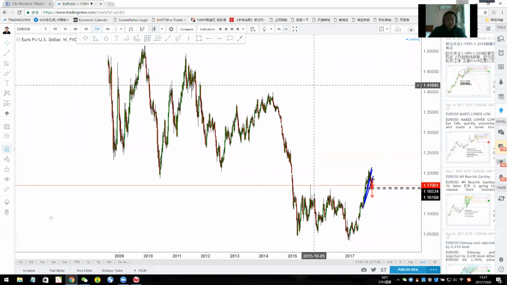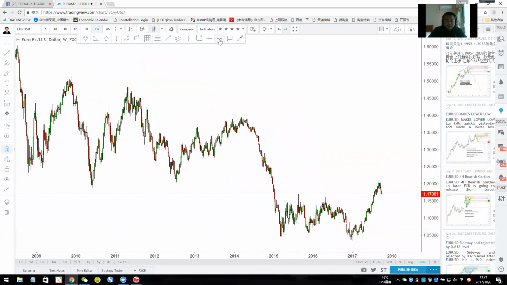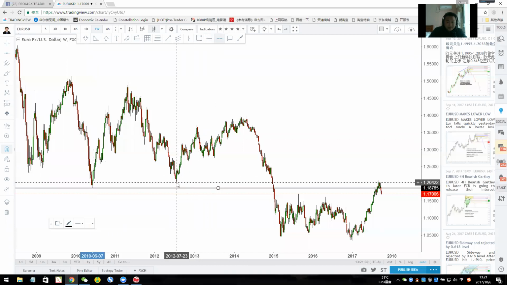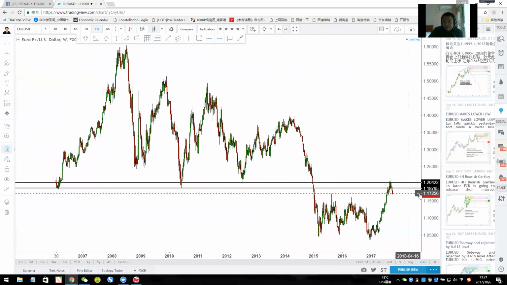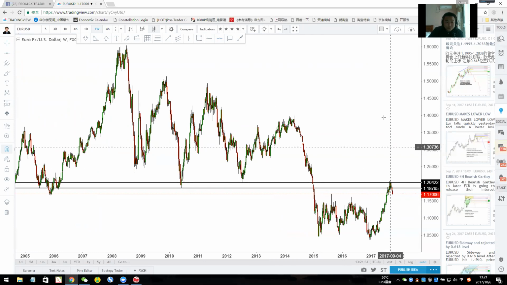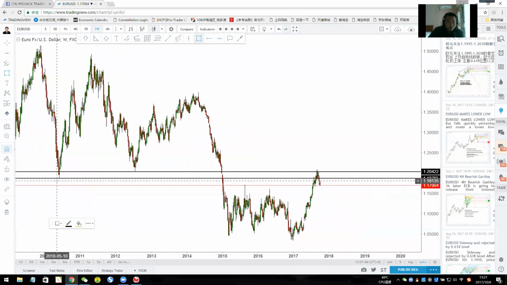All right, guys, look at the weekly chart. Did you see that the euro has just touched the weekly neckline here and here? I'm marking this zone, okay? So 1.1876 to 1.2042. This is previously from 2010 to 2014, a 4 year neckline here.